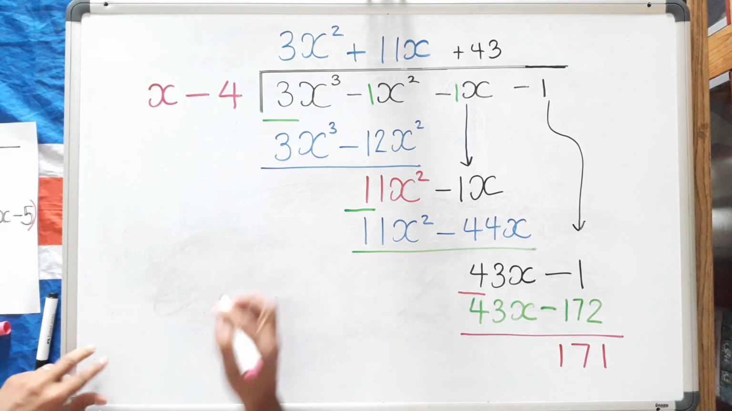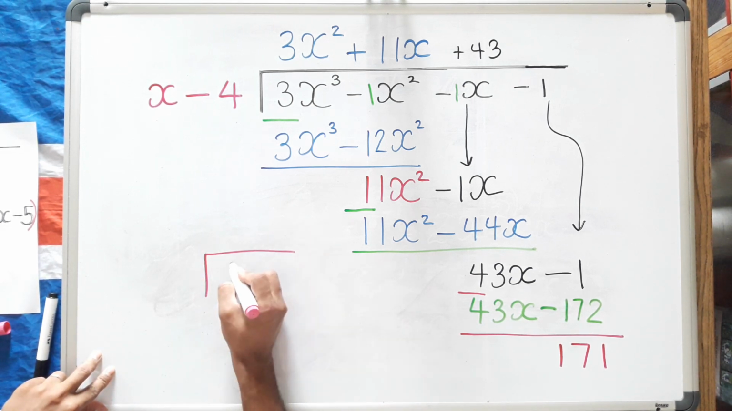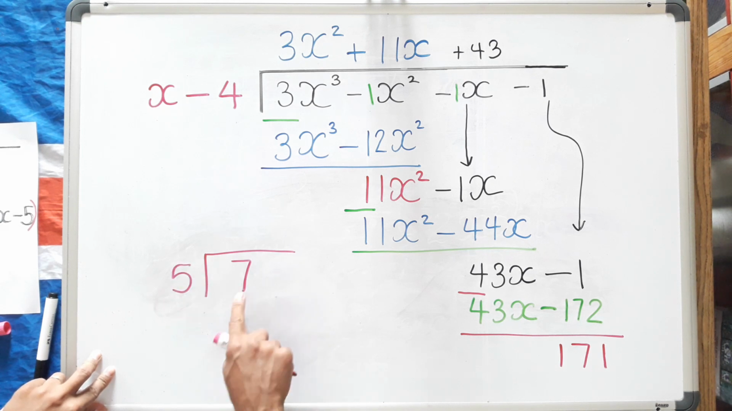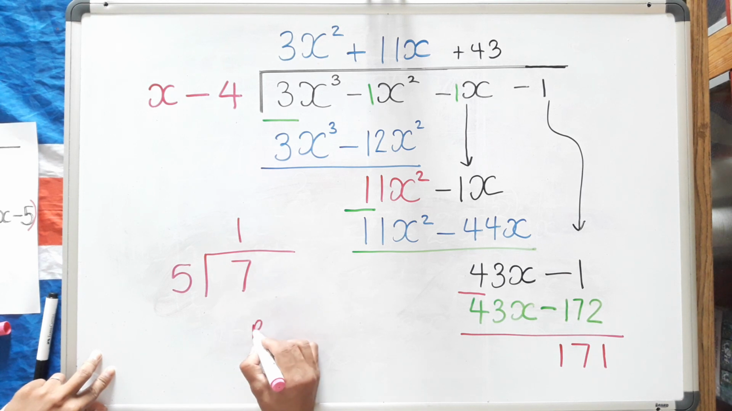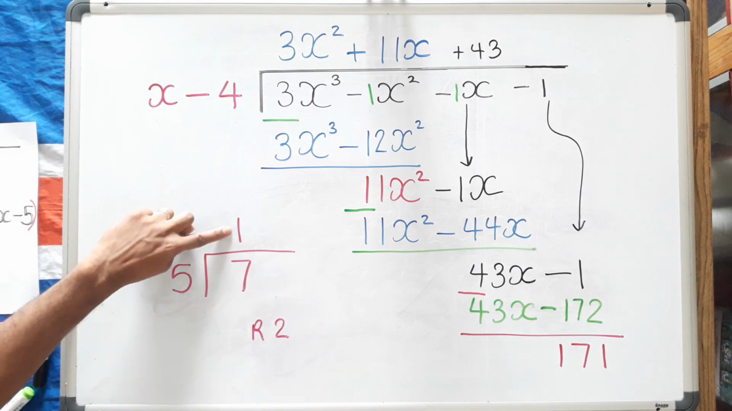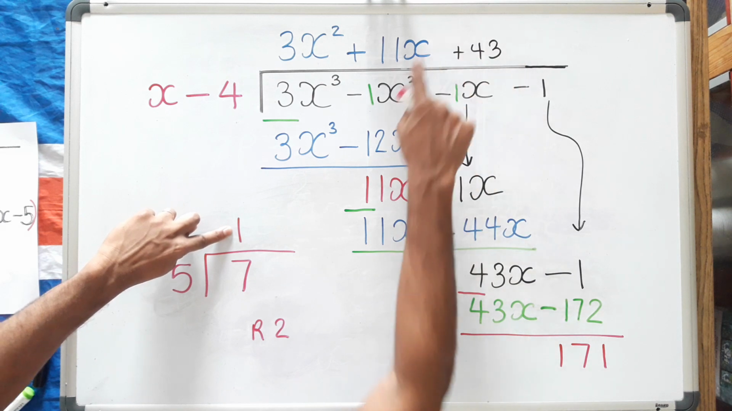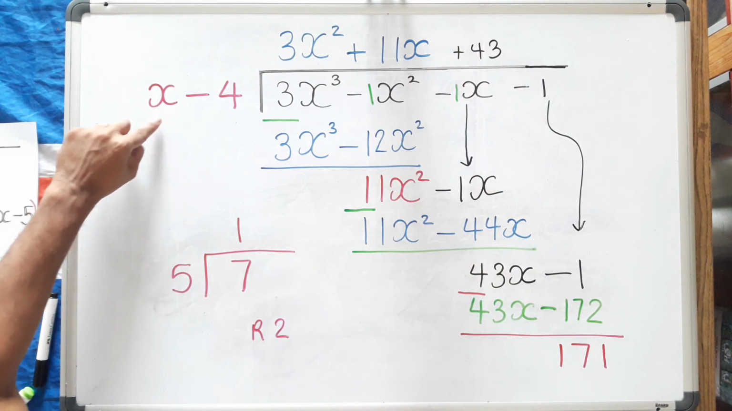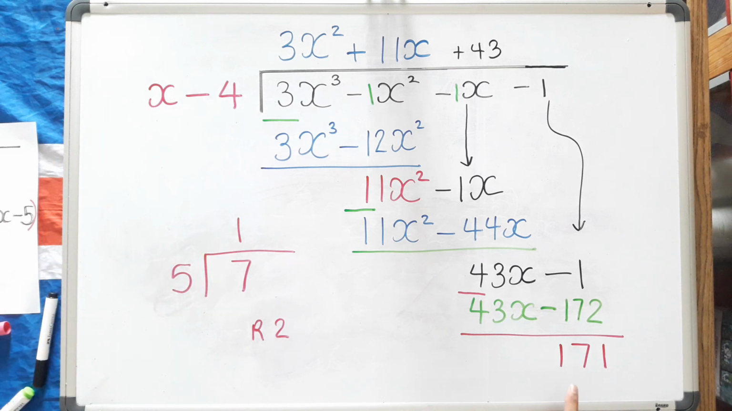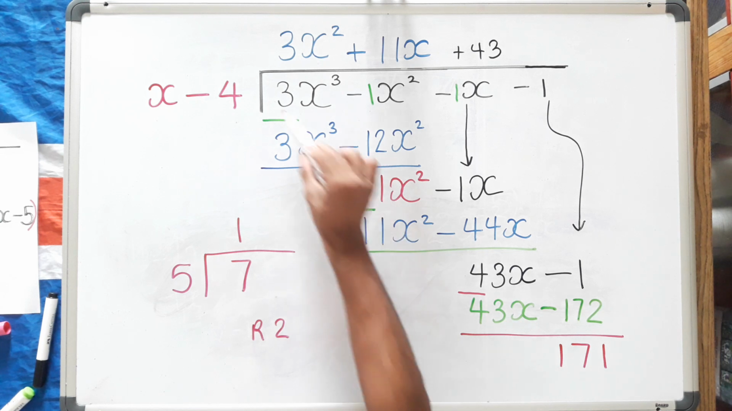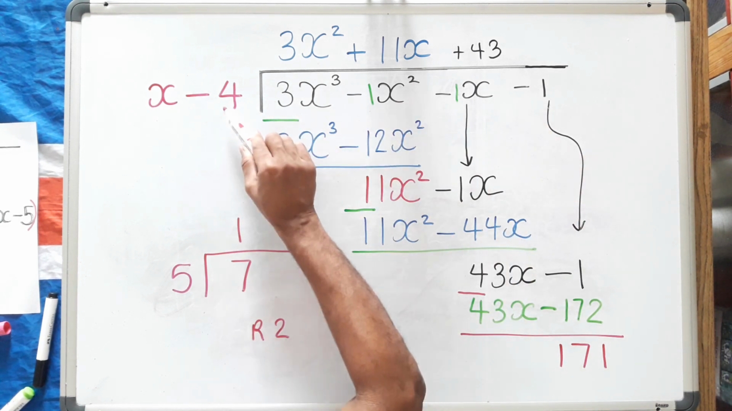It's very similar to this question. See if you can make the comparison. The 7 and the 5. 7 gets divided by 5, we get 1, and remember the remainder was 2. This one is this answer on top. The 5 is what we're dividing by, so the x minus 4 is what we're dividing by, and our remainder is 2. Similarly here, our remainder is 171. So this is how you divide a cubic by x minus 4.